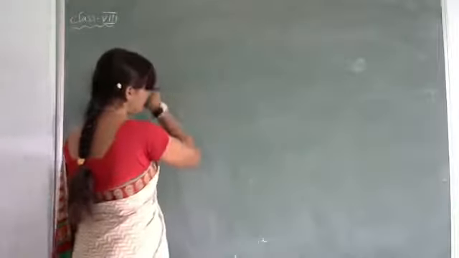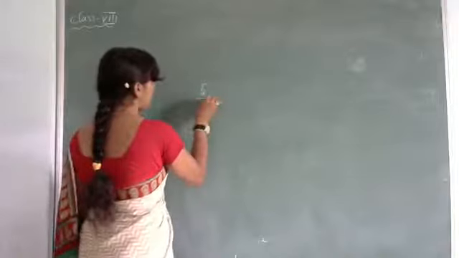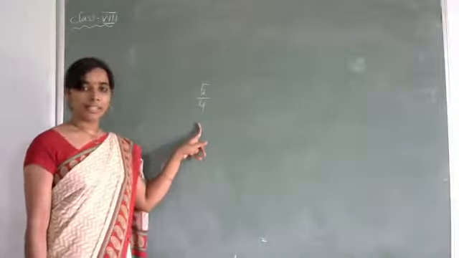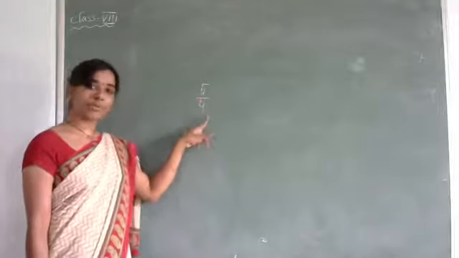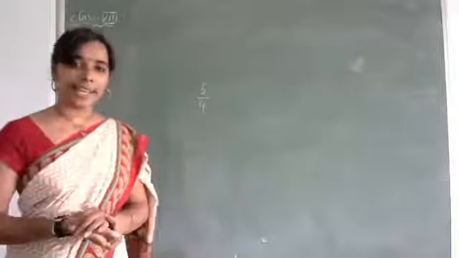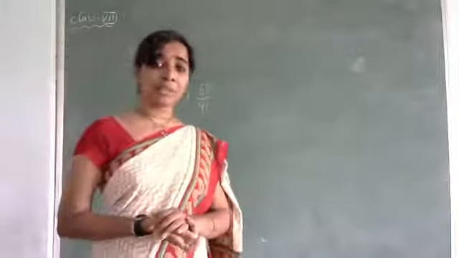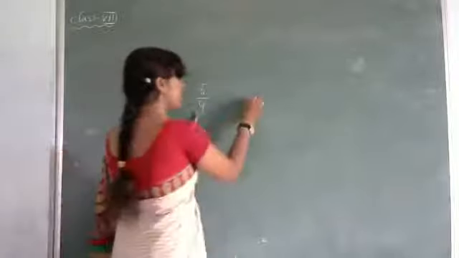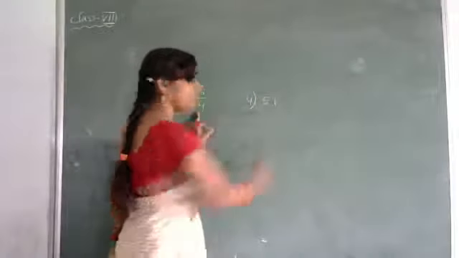See, for example, 5 by 4 is there. Is 5 by 4 a rational number or not? Yes, it is a rational number because it is in p by q form and q is not equal to 0. In another way, we can say it is a division form. That means we divide 5 by 4.